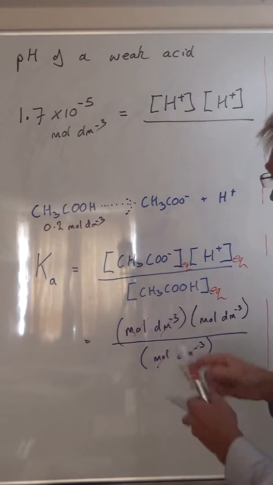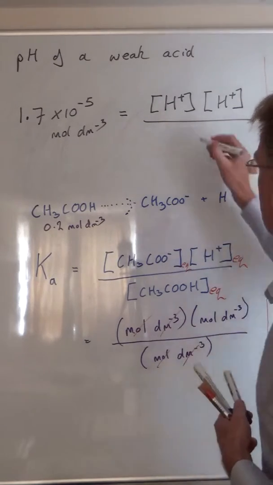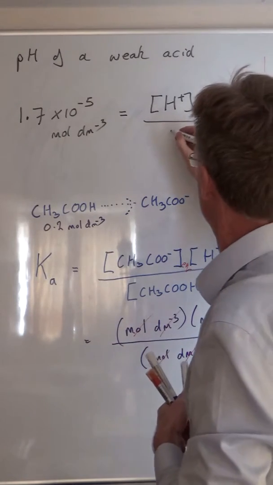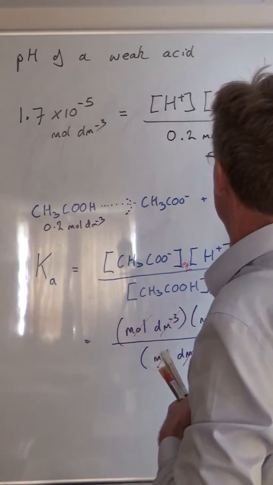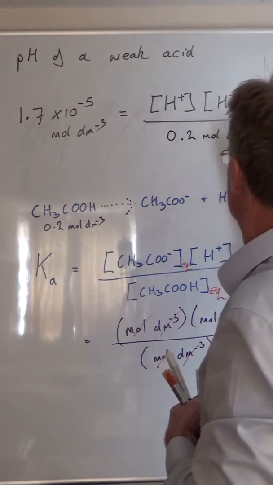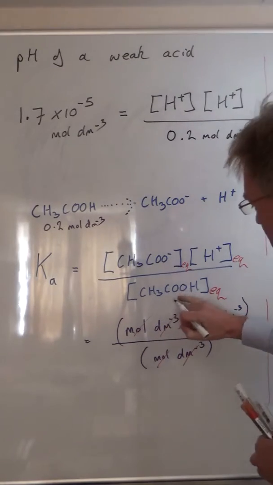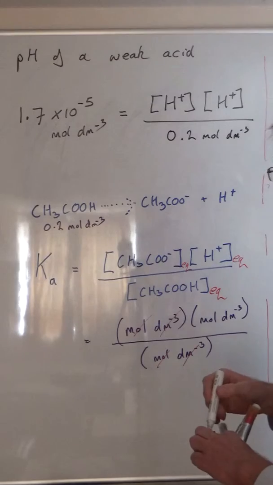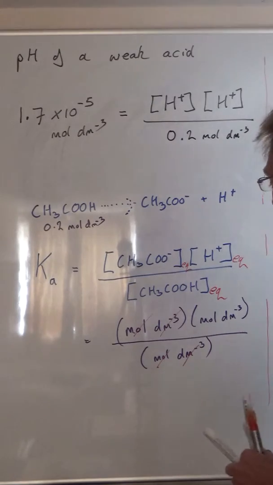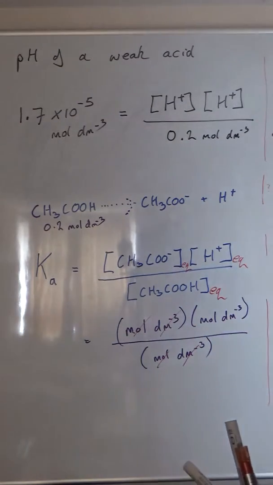So what I write at the bottom here is the concentration 0.2 mole dm to the minus 3. But of course, strictly speaking, that's not the equilibrium concentration, it's the initial concentration. So that's the second assumption.